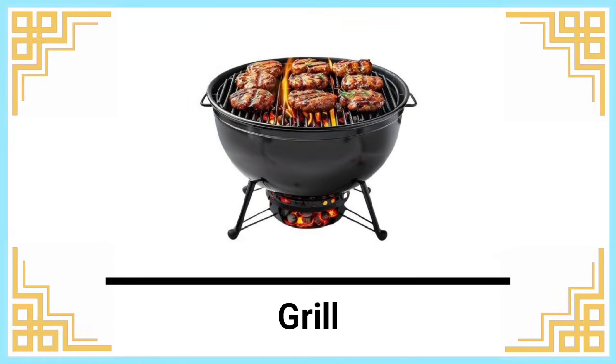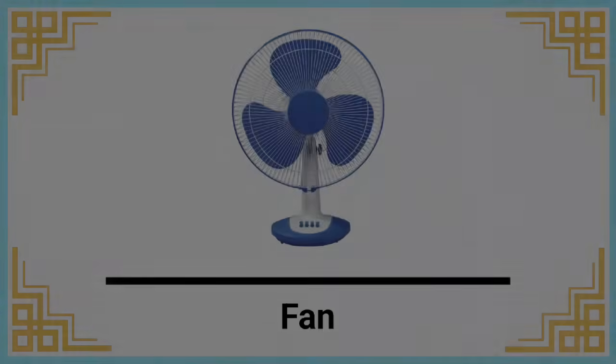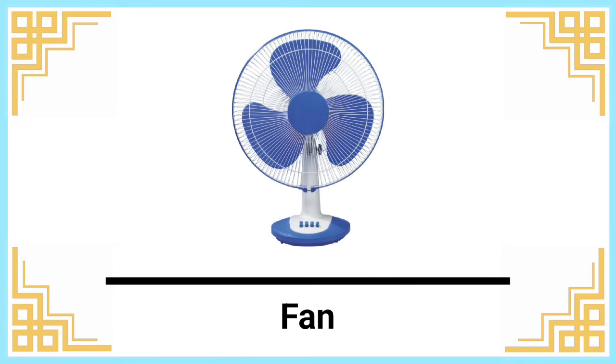Grill. The grill cooks meat. Freezer. The freezer keeps food cold. Fan. The fan moves cool air.